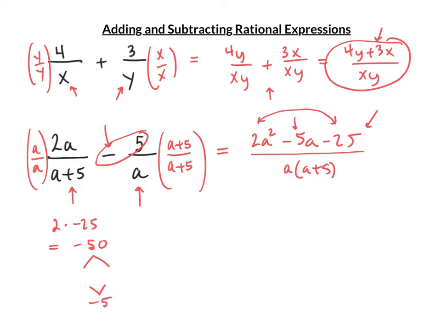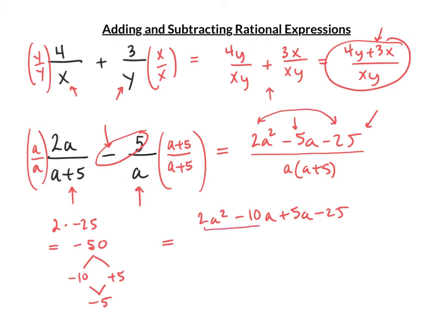And the answer is yes. It would be negative 10 and positive 5. So that numerator does factor. I'm going to just factor the numerator by itself. It will be 2a squared minus 10a plus 5a minus 25.